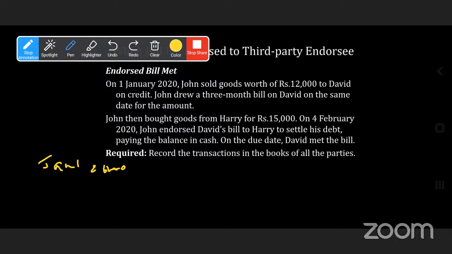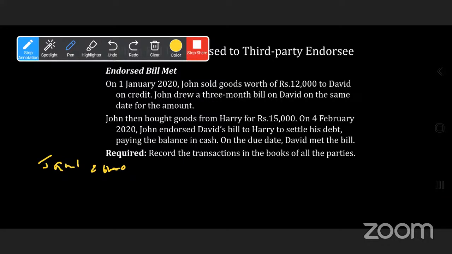12,000 you have to debit and 12,000 you have to credit. The other entry with regard to the drawing of the bill on David: John account debtor to bills payable account.